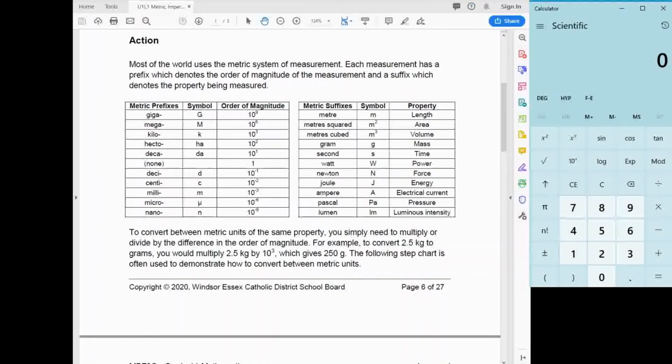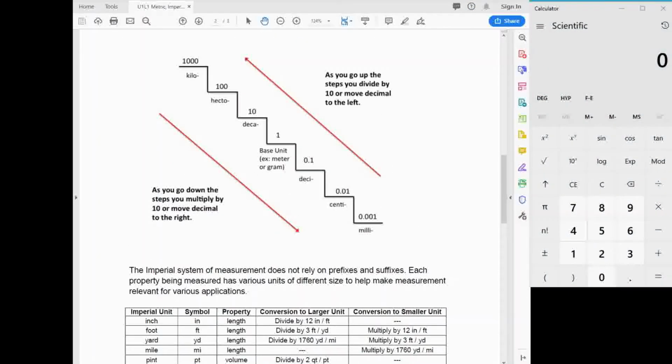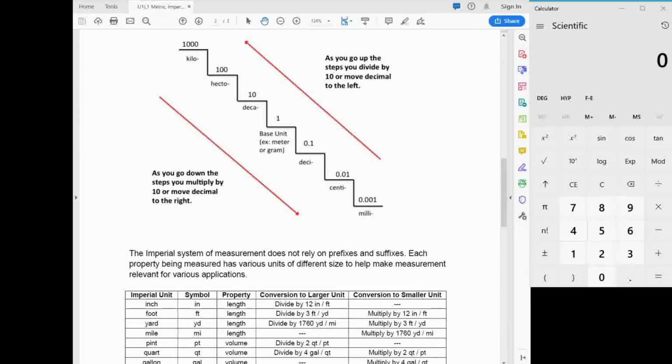Now there's a step chart that you'll see on the next page, and this helps you understand if you're multiplying or dividing. As you go from a smaller unit to a larger unit, we would divide. So that is the arrow on the top. And as we go down the step ladder, from a larger unit to a smaller unit, we multiply. So that's the metric system.